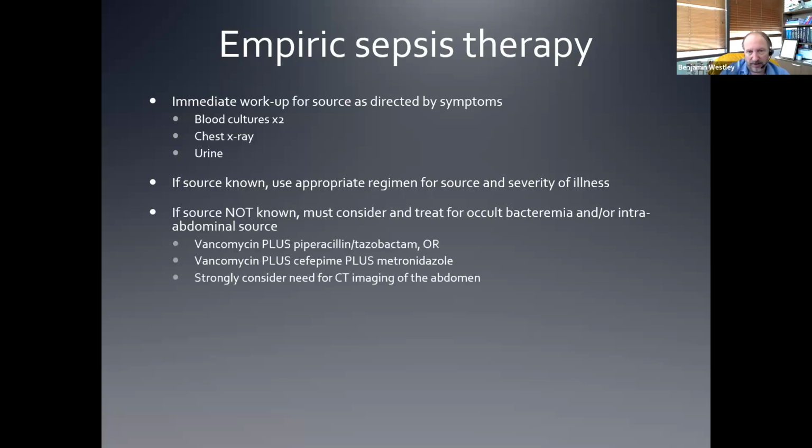But if you don't know what's going on, then we need to assume anything could be going on. There could be bacteria in the blood, and we don't know where it's from yet. There could be something going on in the abdomen. Sometimes the abdomen exam is underwhelming, and there's a big problem in the abdomen. So if we don't know what's going on, we typically give treatment for bloodstream infection plus pneumonia, plus intra-abdominal infection, plus skin and soft tissue infection, plus urine infection. So we cover everything with a regimen such as vancomycin and piperacillin and tazobactam. You could use cefepime and metronidazole instead of the pip/tazo, and we need to search for a source.